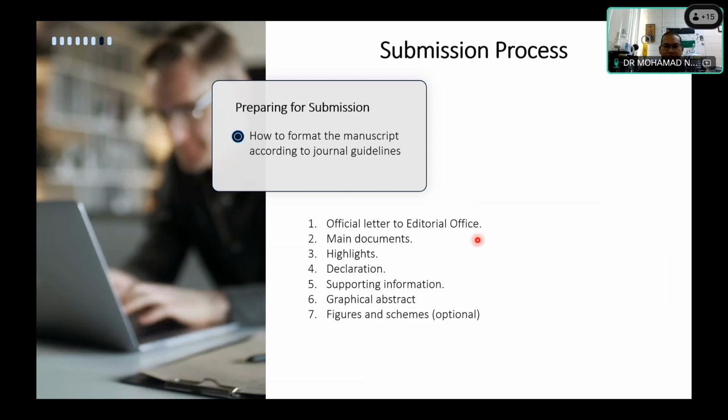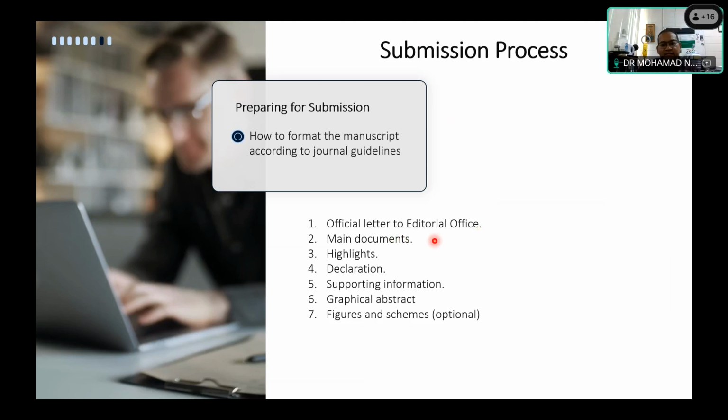Okay. So for the submission process, what you need is an official letter to the editorial office. Normally I prepare it for you, but after this I will give you a template, and after that you have to do it by yourself. It's better to have this kind of official letter to the editorial office to explain why you want to submit to this particular journal, and also highlight the specialty of your article. Okay, so the main document is normally referred to as the main article that we have to submit.